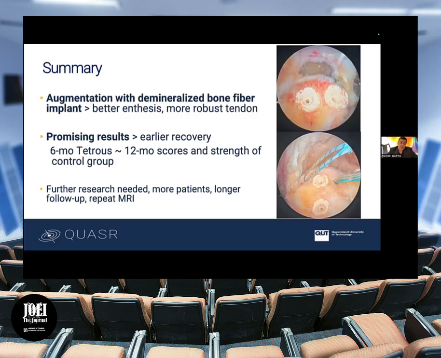We've submitted the original results for publication, which is going through a peer review process, and we should hear any week. But we do need at least a 1-year follow-up on all the patients in the future. But the early results are extremely promising.